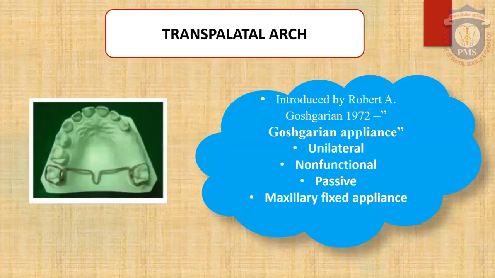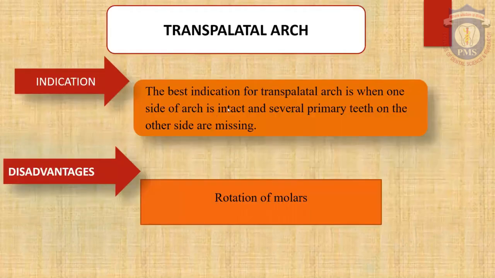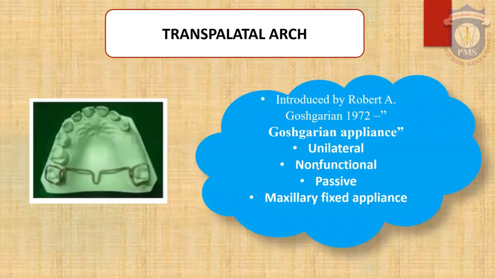Next appliance is the transpalatal arch. This appliance was introduced by Robert A. Goshgarian in 1972, so it is also known as the Goshgarian appliance. These are unilateral, non-functional, passive, maxillary fixed appliances that are used when one side of the arch is intact and several primary teeth are missing on the other side of the arch. It consists of banding on the permanent molar and a wire loop that extends palatally, transpalatally.